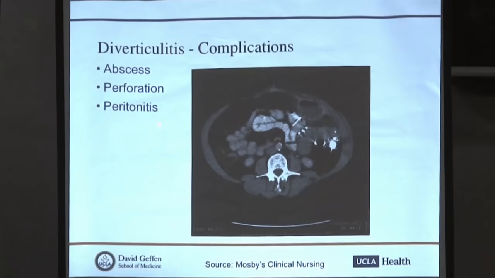Let me show you some images. This is a cross-section of your abdomen on CT scan. Over here you can see this is your normal bowel. And here you can see an abnormal fluid collection, or collection of pus, because the diverticulum actually burst.